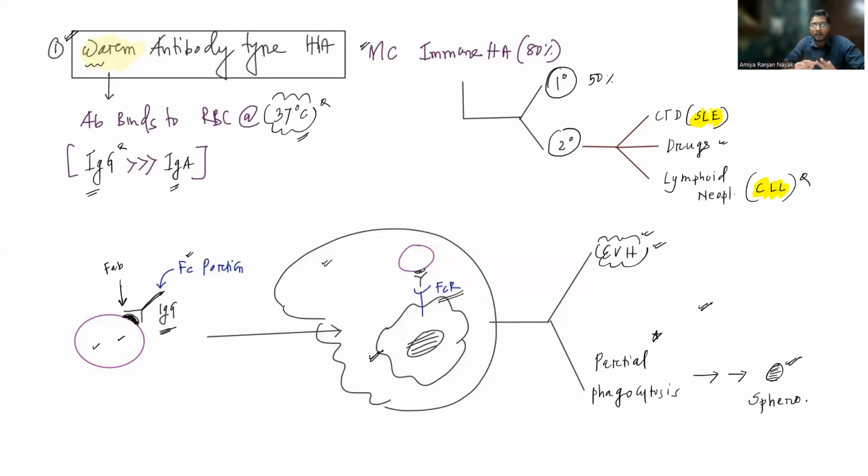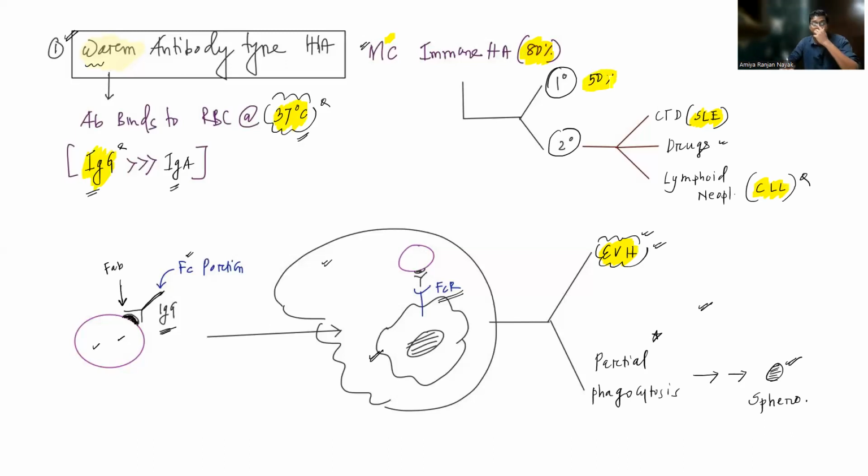And remember, among all the immune hemolytic anemias, this is the most common type. I mean, the warm antibody type hemolytic anemia is the most common type of immune hemolytic anemia. It constitutes around 80% of the cases. And you will have predominant extravascular hemolysis. Here the antibodies are usually IgG antibodies, rarely IgM antibodies, and they will bind to RBCs at 37 degrees centigrade. Okay, so these are all the important points.